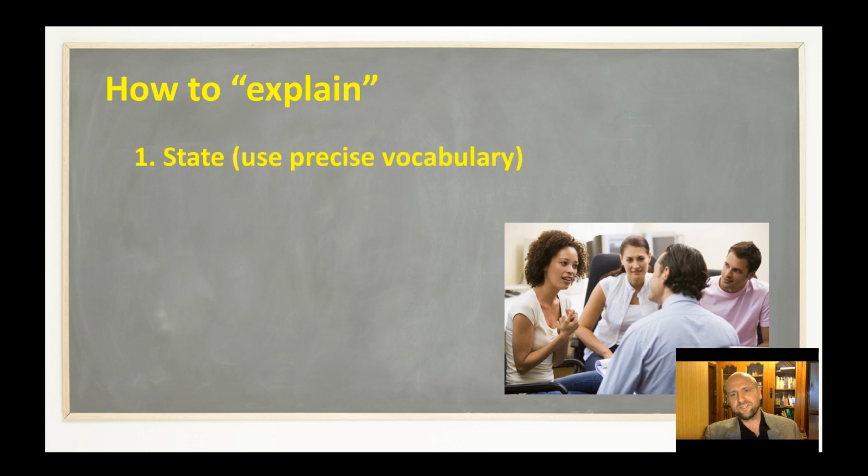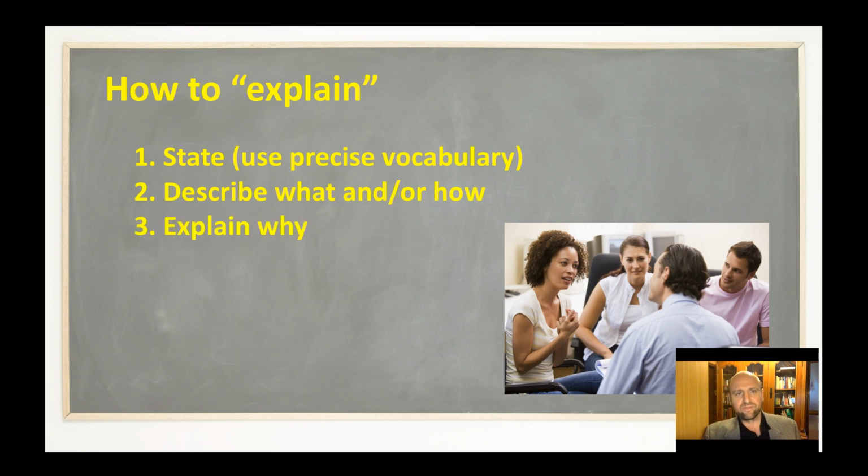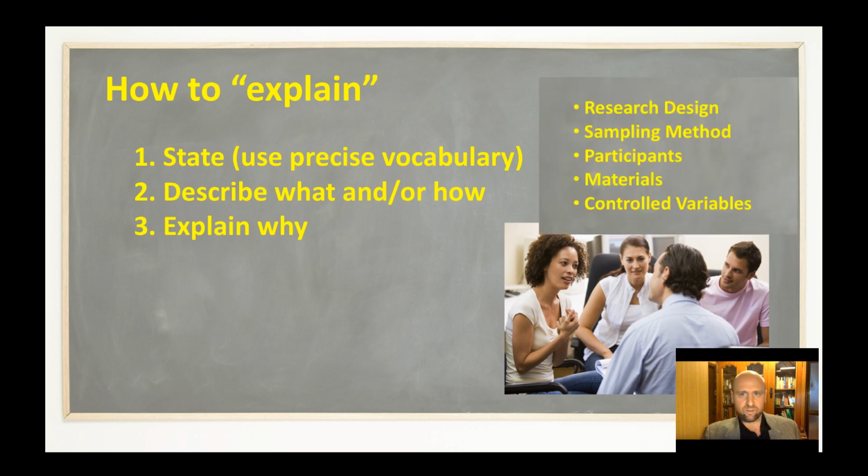Let's break it down. The first thing you have to do is state. Use proper experimental terminology, and state what it is you did. I'll give you a couple examples shortly. The second thing is describe what or how you did it, so a little bit of a summary of your procedures. And the third thing is explain why. One of the primary differences between a description and an explanation is that you're giving a reason in an explanation. You're going further than just saying what you did, and saying why you did that. So again, coming back to these 3 things.